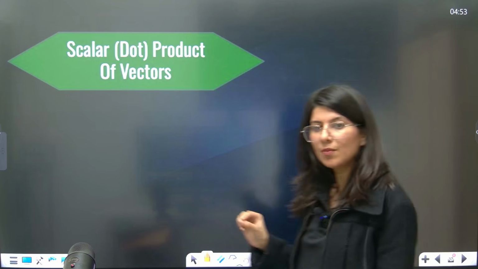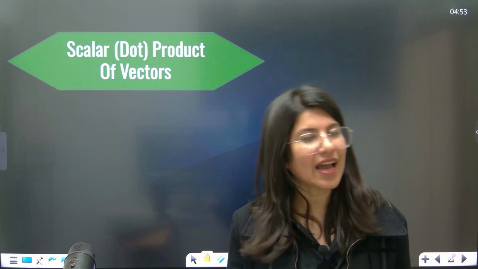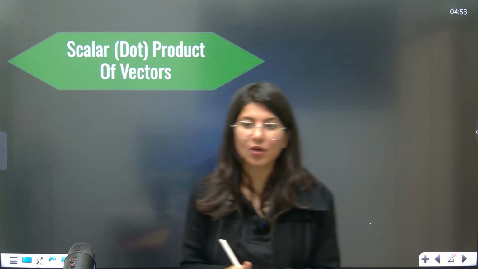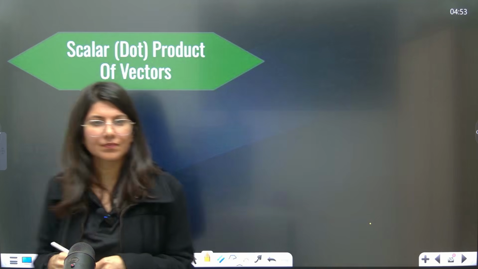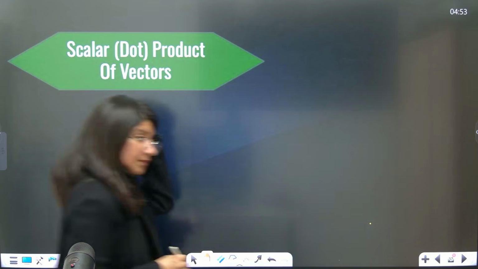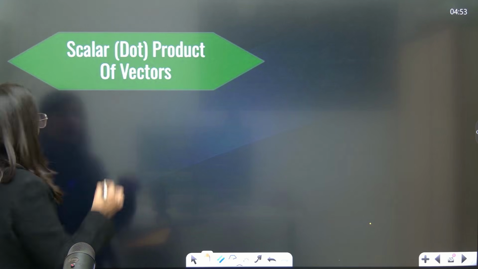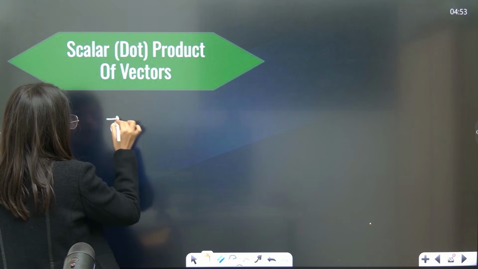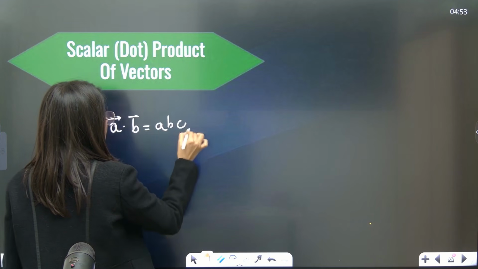Now, two very important topics in vector algebra: dot product and cross product. So we are going to start with dot product right away. What is a dot product? Tell me. Dot product, also called scalar product, A dot B is equal to AB cos theta.